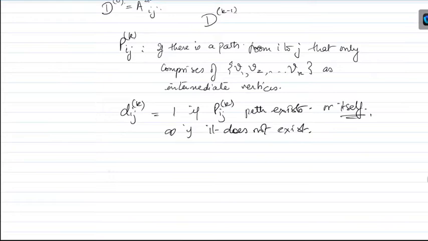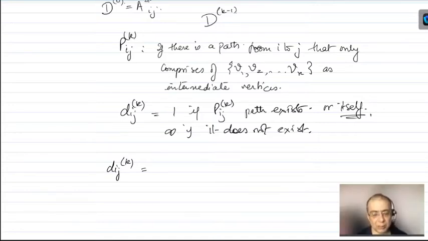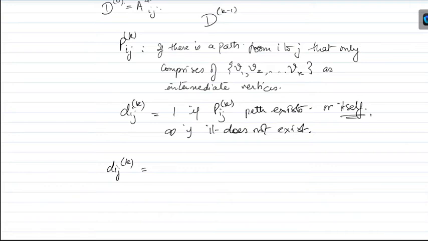So now how do you update dijk? Let's see. What is my dijk going to be? Either in the path, which comprises of vertices from v1 through vk, vk appears as an intermediate vertex or it doesn't appear, right? First, let's take the case where it doesn't appear. In that case, what is your dijk? In that case, dijk will be simply dij k minus 1. Is that correct? There was already a path, so dij k minus 1 must have been 1.